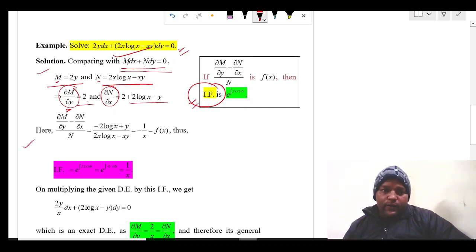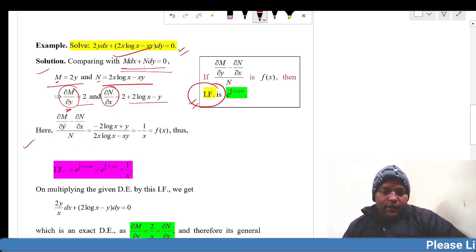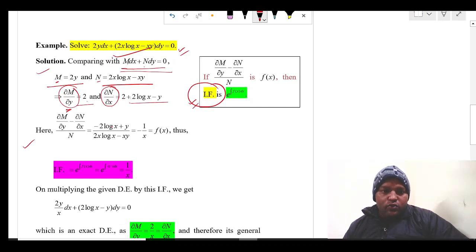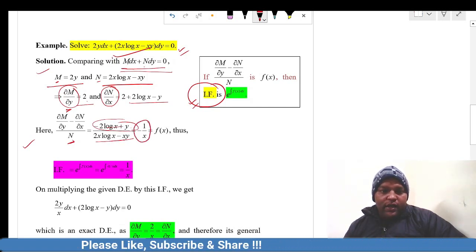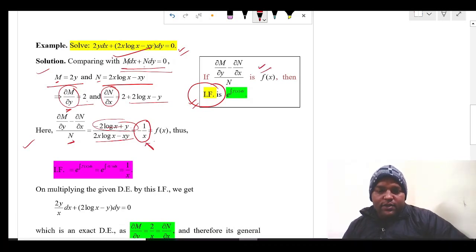If we apply the first rule, we first evaluate the difference del M over del y minus del N over del x. This 2 will cancel out, so the result is minus 2 log x plus xy. If we divide this expression by the function N, which is 2x log x minus xy, this term will cancel out, so we obtain minus 1 over x, which is purely a function of x, which means that this rule, method 1, is applicable, since the value of this expression is obtained as a function of x only.